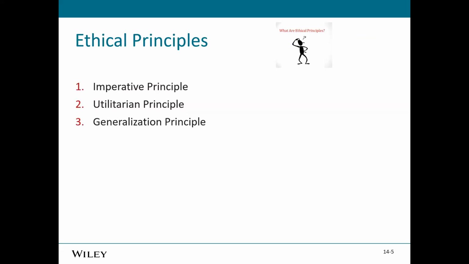Then there are three ethical principles that are kind of a process for evaluating ethical decisions. Again, we have these three ethical principles that are going to provide us with a framework for ethical decision making. You should have covered these in your ethics classes, but here's a little bit of a recap. First we have the imperative principle.